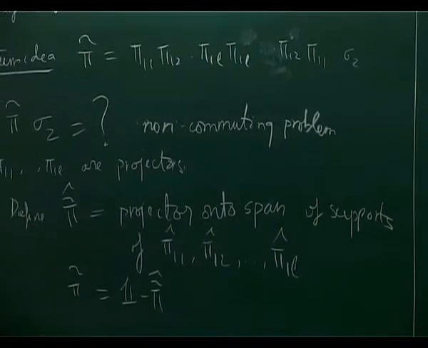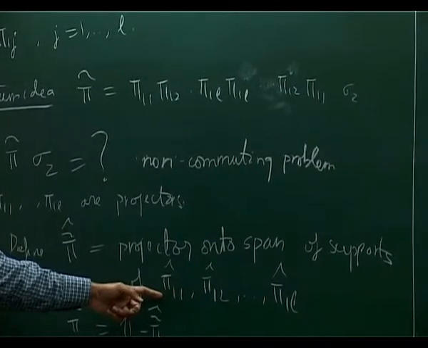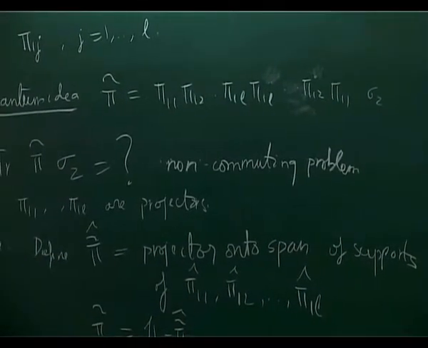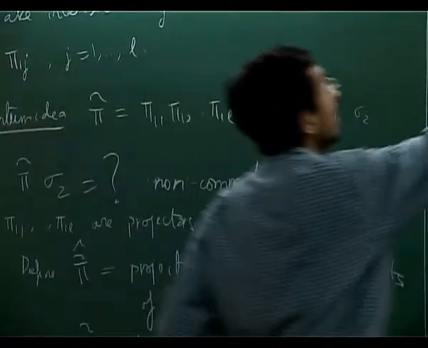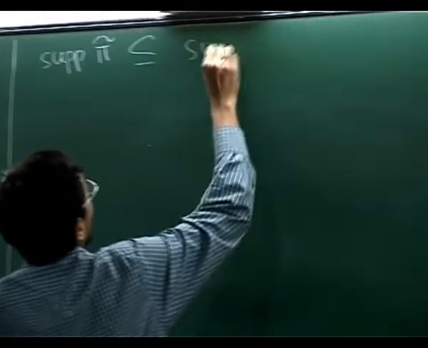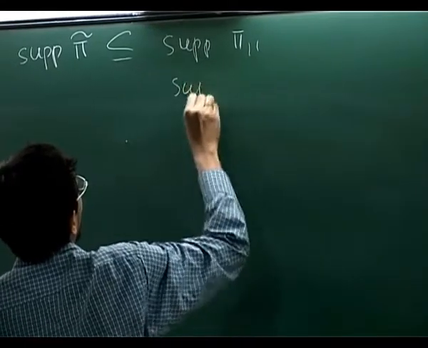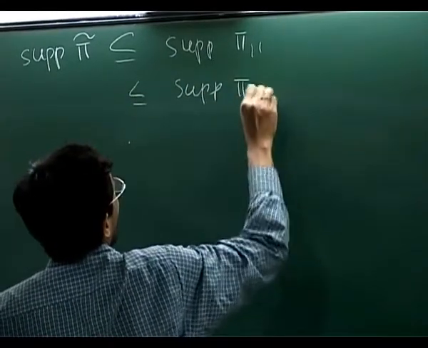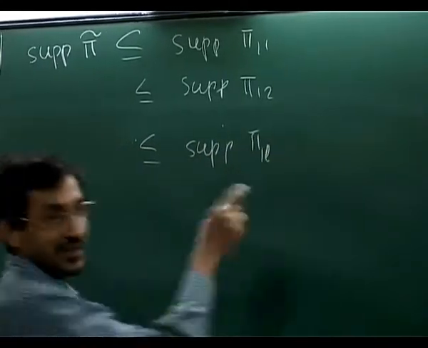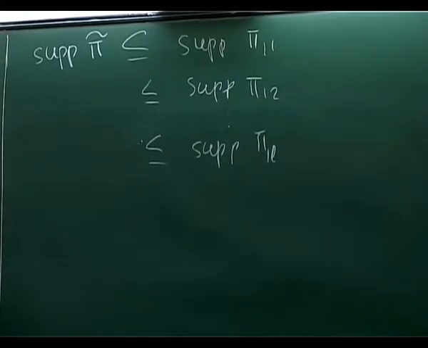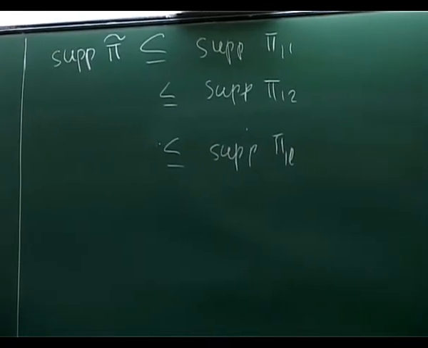So in particular, a vector in pi tilde is orthogonal to the support of pi 11 hat, which by the very definition means it lies in pi 11. Okay. So I can repeat the argument. Essentially, the support of pi tilde is a subspace of the support of pi 11, a subspace of the support of pi 12. Okay, I mean, before you start shouting at me, I'm sneaking in the intersection again. But of course, the support of pi tilde is contained in the intersection.